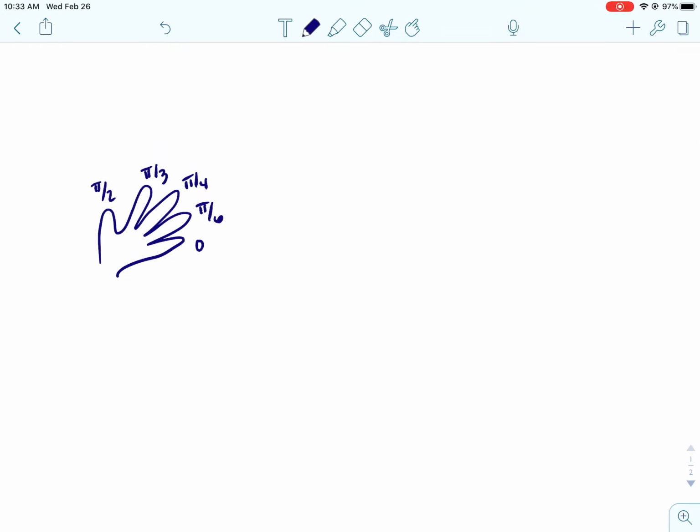So the first thing that we need to do is draw a little hand, and then go ahead and label the angles. Alright, and then if we're going to use the hand trick, we need to write how we find the sine, how we find the cosine of an angle, and how we find the tangent. I'm hoping you guys already know this without me telling you.